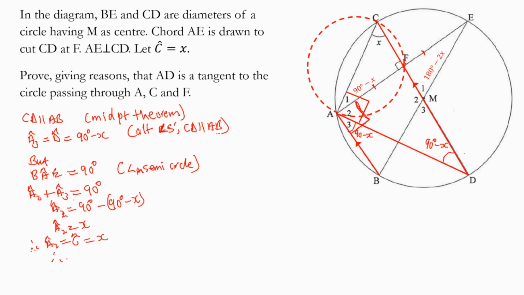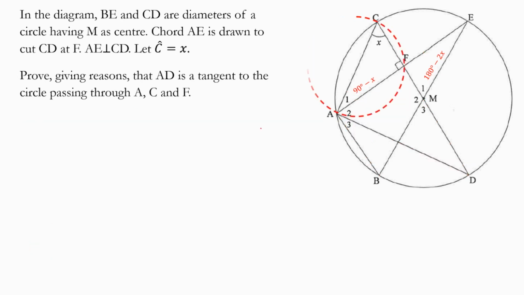And then we can conclude and say AD is a tangent. The reason: converse of the tan chord theorem. Okay. Let's do the last part, the last method.